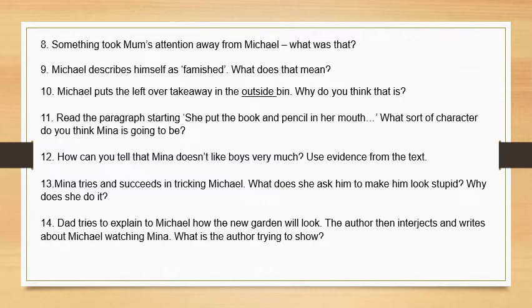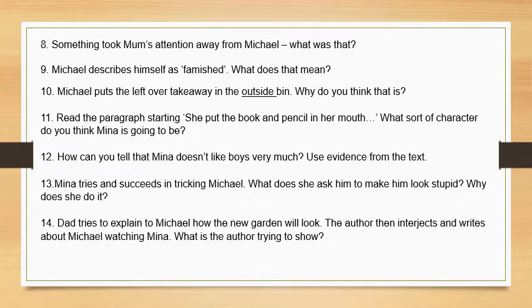Number 11 is our PEE question. Number 12, how can you tell that Mina doesn't like boys very much? Use evidence from the text. Another PEE question. Mina tries and succeeds in tricking Michael. What does she ask him to make him look stupid? Why does she do it?